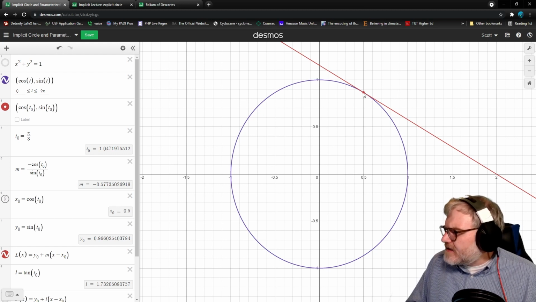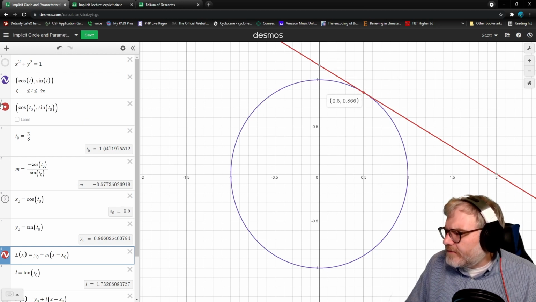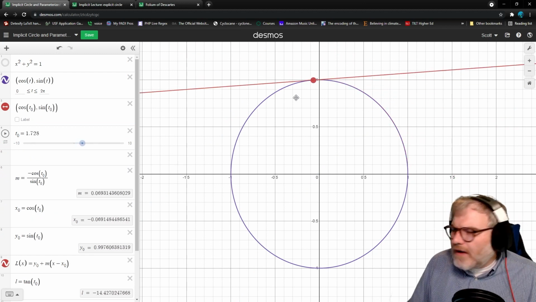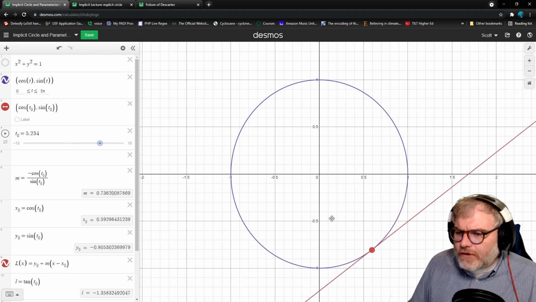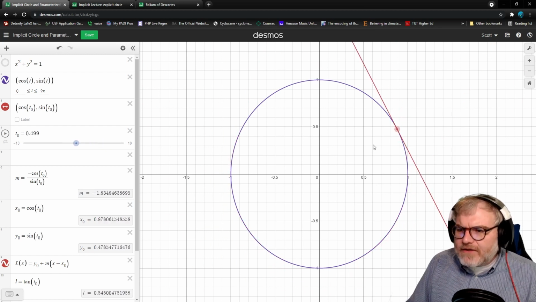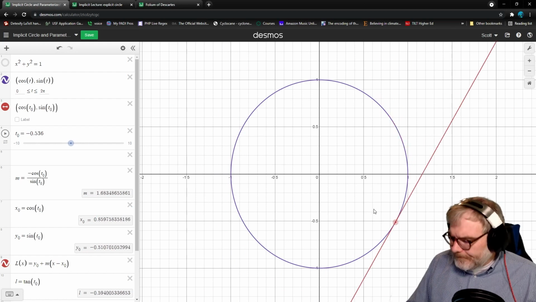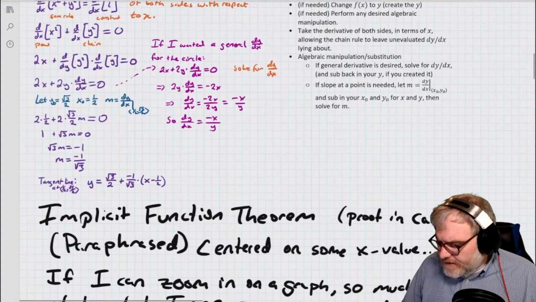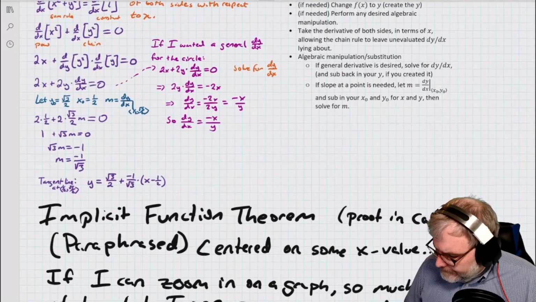I can get this nice little equation for the line if I'm there, or I could slide this around. Oh, I can't slide it around. Now I can slide it around. So I can actually slide this around the whole circle and get my tangent lines not just on the top half, but on the bottom half as well. Okay. If I wanted to solve for the general equation there.